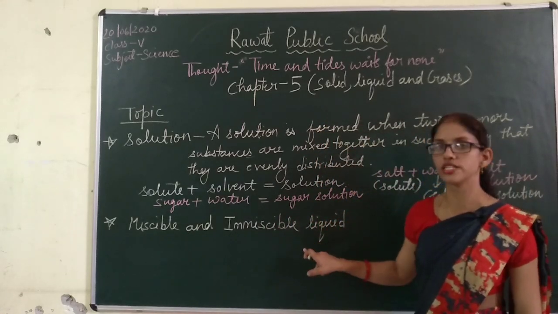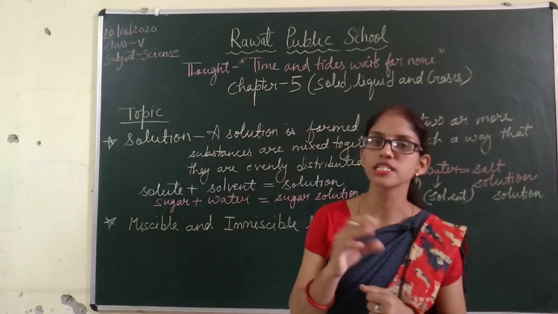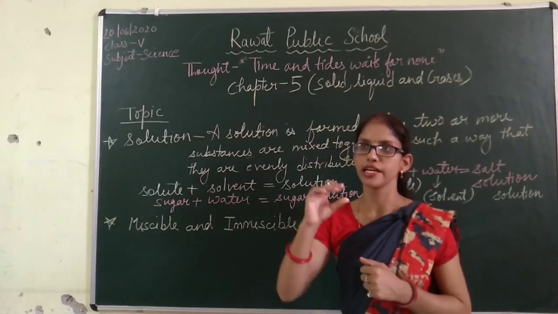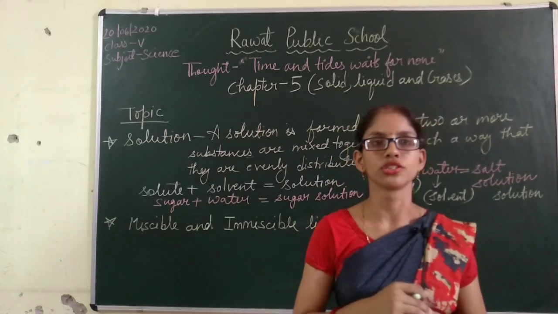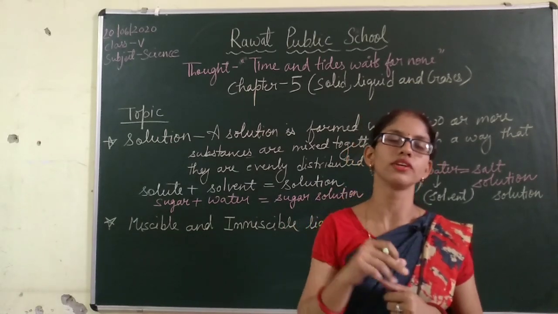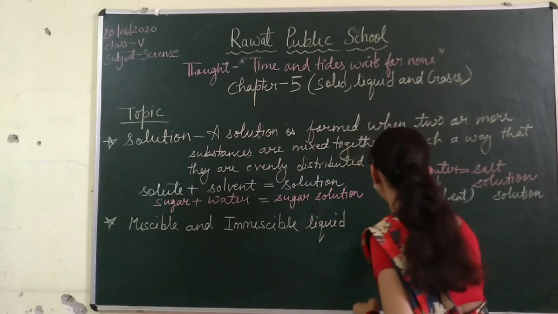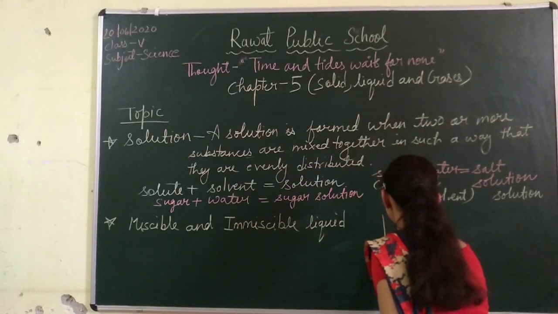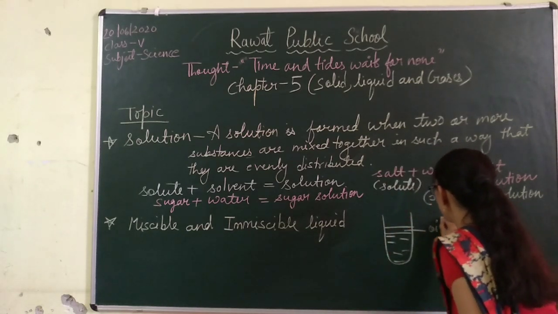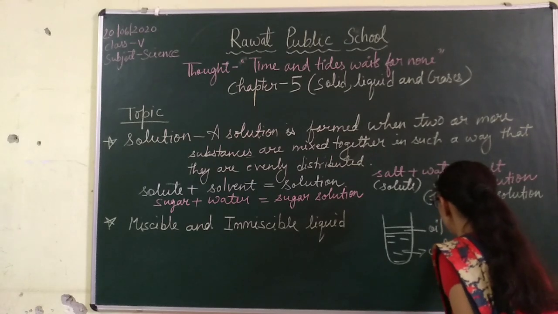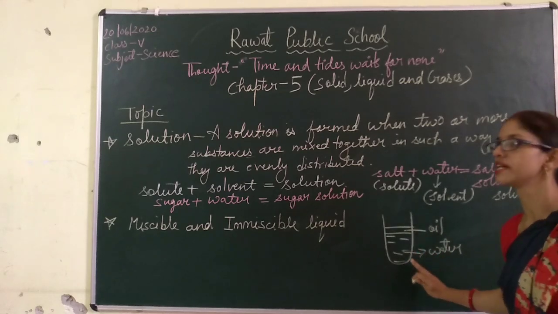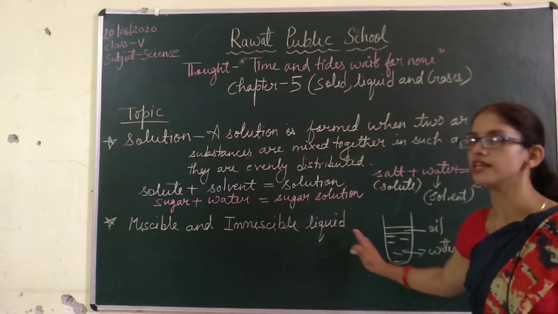Immiscible liquids are those liquids that, when mixed into each other, do not mix completely. For example, a layer is formed. If we add oil to water, the oil does not completely dissolve in water. It forms a layer over it. It is oil and it is water. The oil will float over the water. It does not completely mix into the water. So this is known as immiscible liquids.